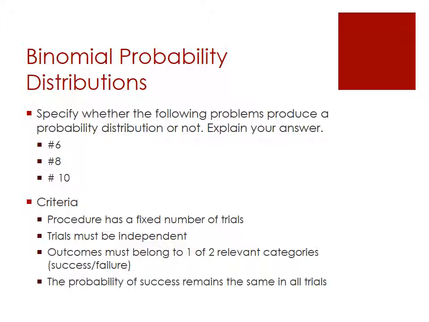Okay, number 6. This one is looking at a number of births. We have 291 births, so those count as our trials. That's a fixed number. The trials must be independent, so we're assuming there's no dependency between these couples. The outcomes must belong to one of 2 relevant categories, success or failure.